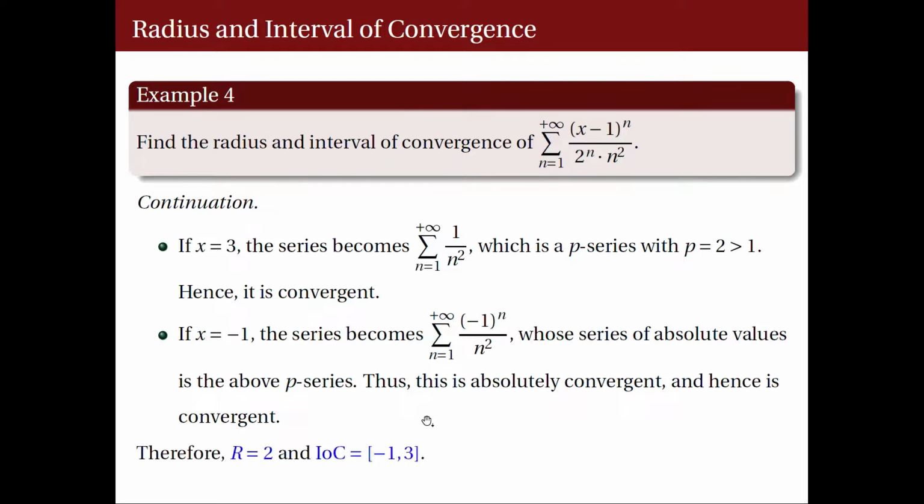Since our series converges for all x between negative 1 and 3, x is equal to 3, and x is equal to negative 1, the interval of convergence of this series is equal to the closed interval negative 1 to 3. The radius of convergence can be obtained by taking the distance between the center of the series and one of the endpoints of the interval of convergence. Therefore, the radius r is equal to 2.